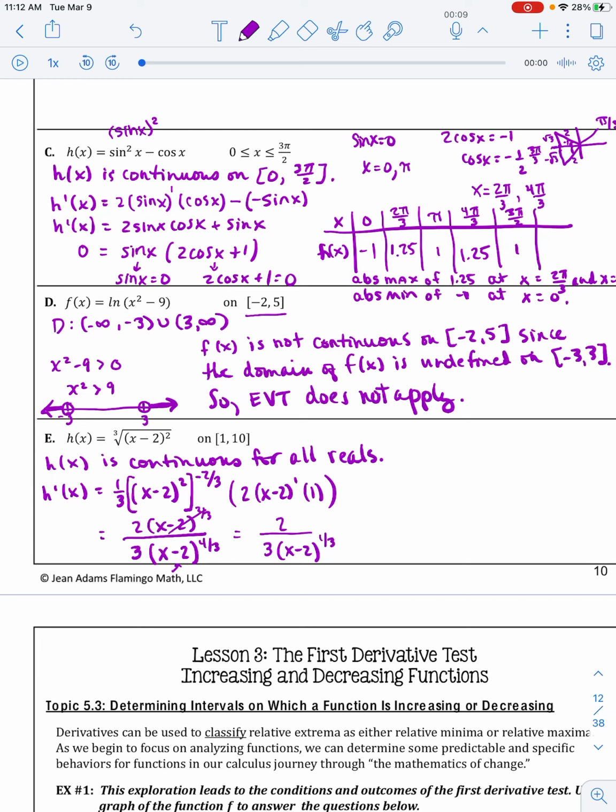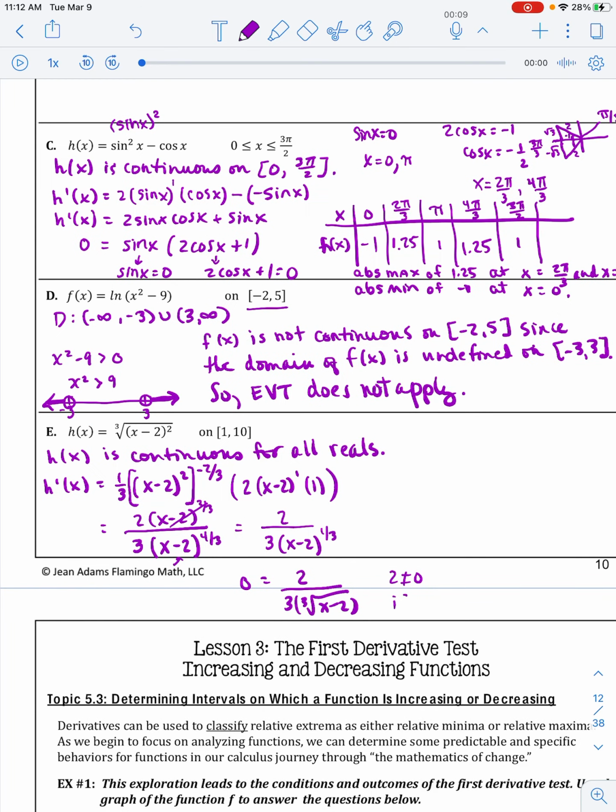And so if I set that equal to 0, nothing is going to make that 0, because whatever makes the numerator 0 will make it 0, and 2 cannot be 0. So no values of x will make it 0, but we could look to see what makes it undefined. And so if x is 2, then h prime of x is undefined. So x equals 2 is a critical number.